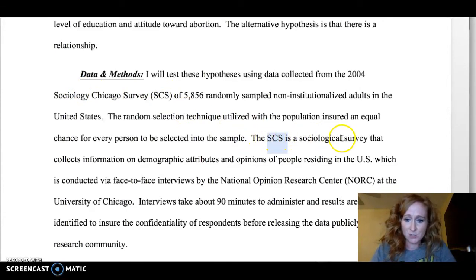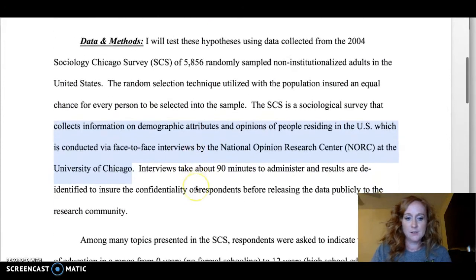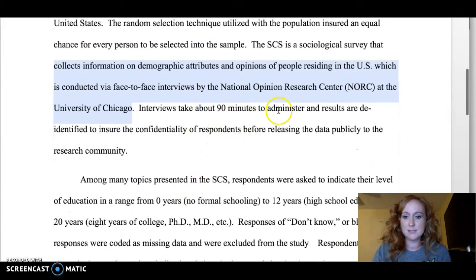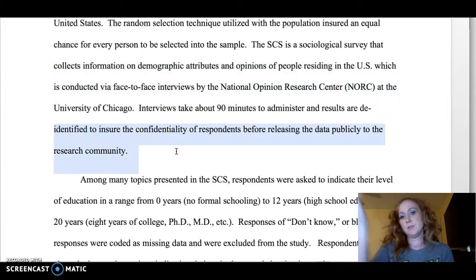The SCS is a sociological survey that collects information on demographic attributes and opinions of people residing in the United States, which is conducted by face-to-face interviews by the National Opinion Research Center at the University of Chicago. And then you keep going. Interviews take about 90 minutes to administer, and results are de-identified to ensure the confidentiality of respondents before releasing the data publicly to the research community.